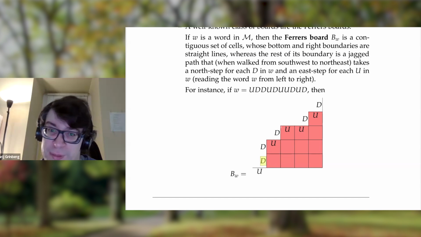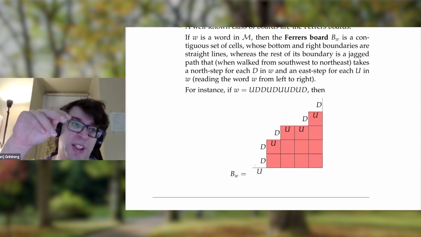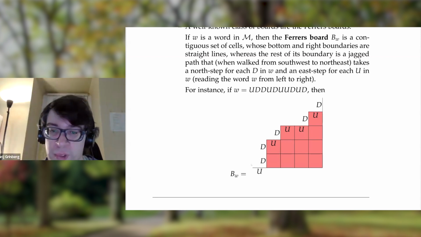So I get a path. If my word is like this, then I go U, D, D, U, D, U, U, D, U, D. So every U means a step to the right, every D means a step above. And then I fill in all the cells that are right and below this lattice path. This gives me a board.